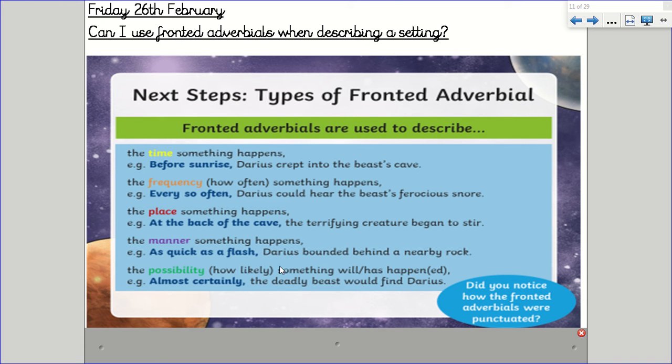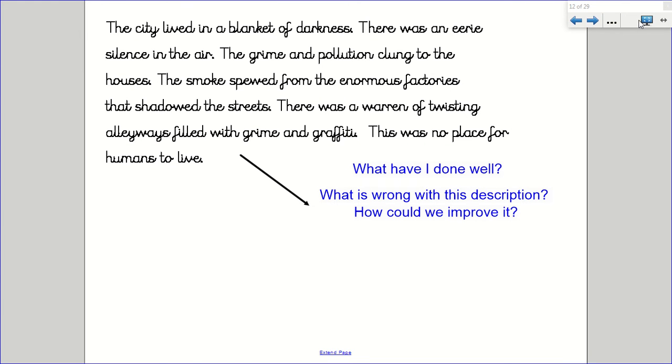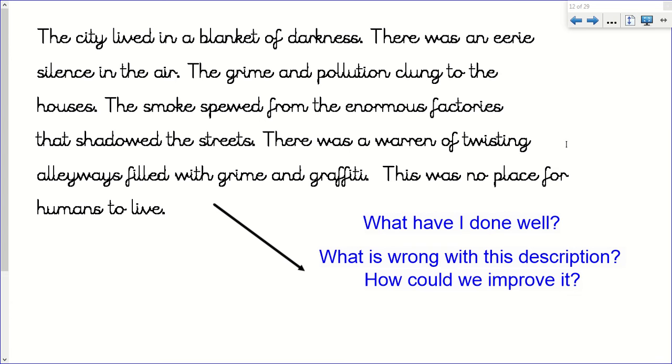Or the possibility, like how likely something is going to happen. So you've got almost certainly, comma, the deadly beast would find Darius. Okay, so that's a recap of what we looked at yesterday. Right, I would like you to have a look at this description I wrote and make it bigger.